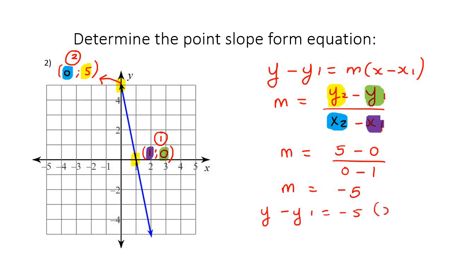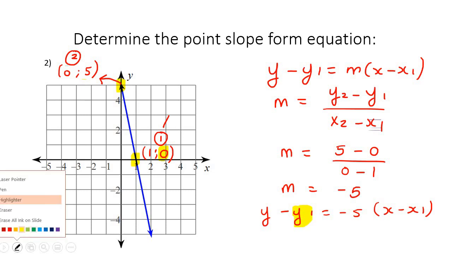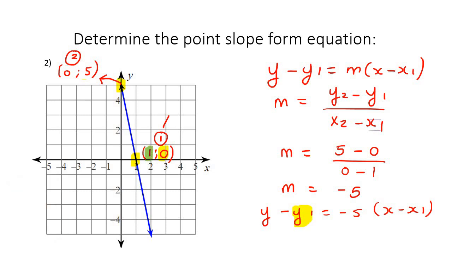Negative 5. Now we need to go fill in a point into the equation. So it doesn't really matter which one you choose, as I've said before. But just to stick with our formatting where we chose this one as point number 1, then I'll just use that one over there. So that means that this 0 would go over here. And then this 1 would go over there.